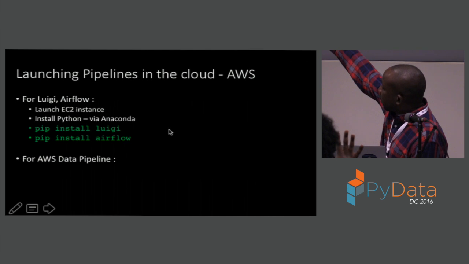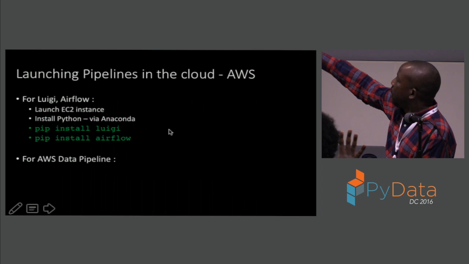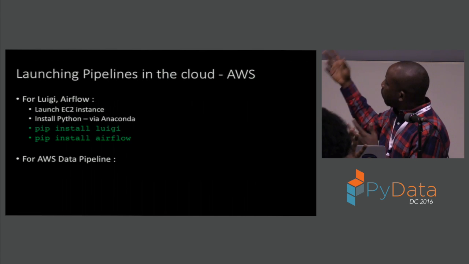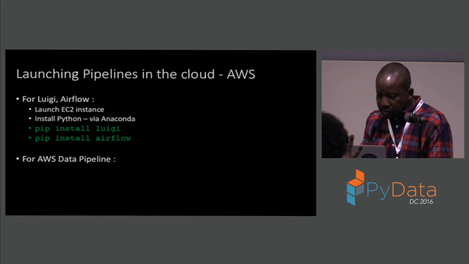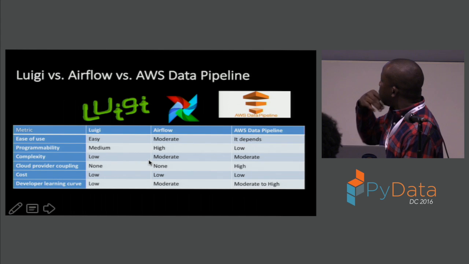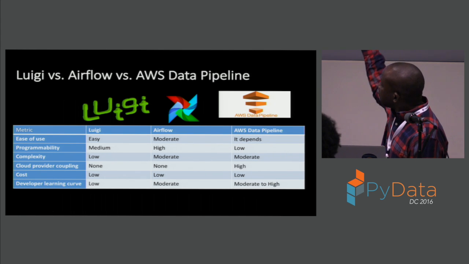To launch pipelines in the cloud, with Luigi and Airflow, you use an EC2 instance, you install Python, and you install Luigi or Airflow. And AWS Data Pipeline, I already showed you, we could basically go in and configure it. I'm running out of time here. Yeah, 5 minutes. So this is just a comparison of my opinion here. People may beg to differ.